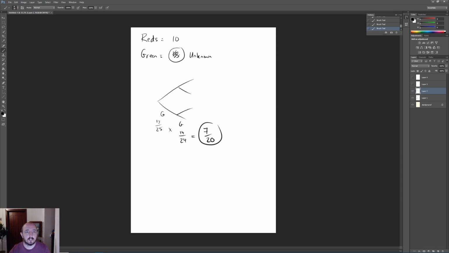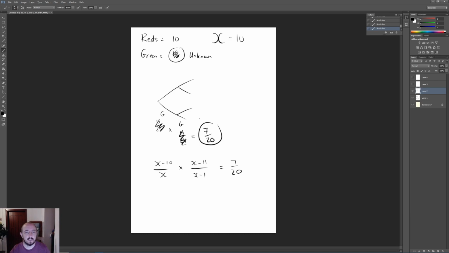Okay, so pretend that you didn't know this. The 15 is the total minus 10. So the first one would be x minus 10 over the total, multiplied by the next one, we take one off, x minus 11 over x minus 1, equals 7 over 20.